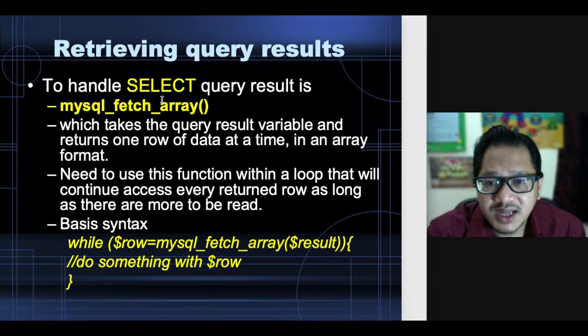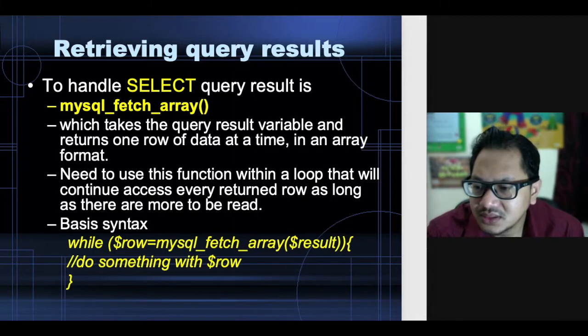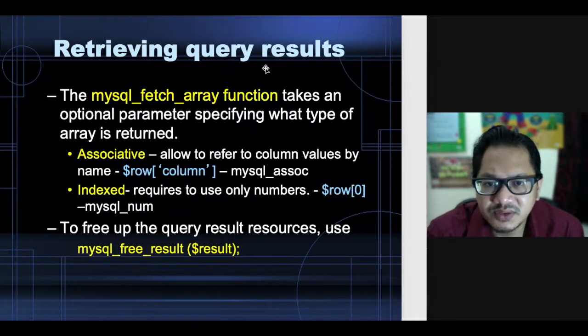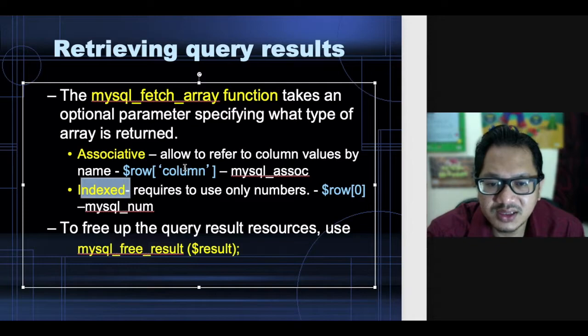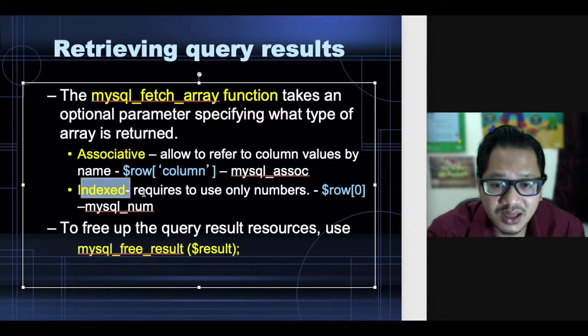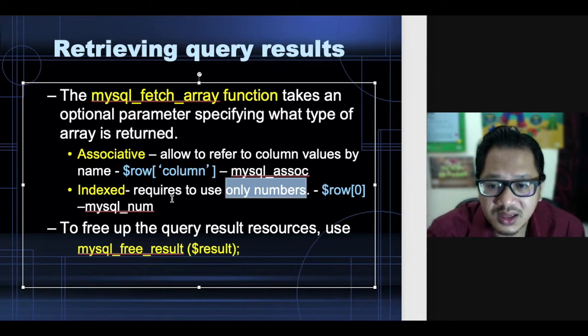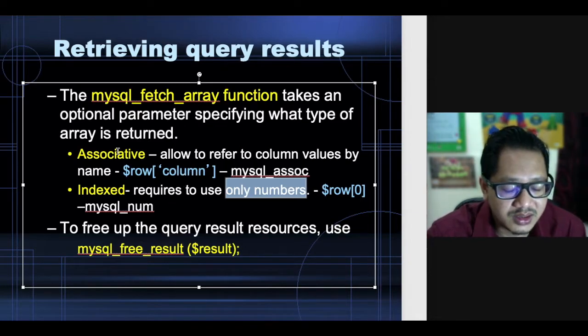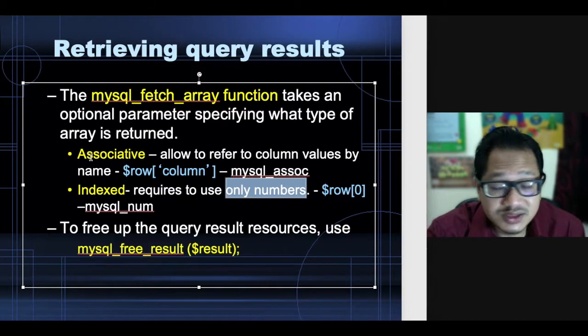You can use select. I'm going to explain this one. Then to retrieve the query result, use the MySQL fetch array function. We have associative and index arrays. This one is to retrieve. We list the array, associative and index. Some use only numbers, the row. We have already learned about how arrays work.